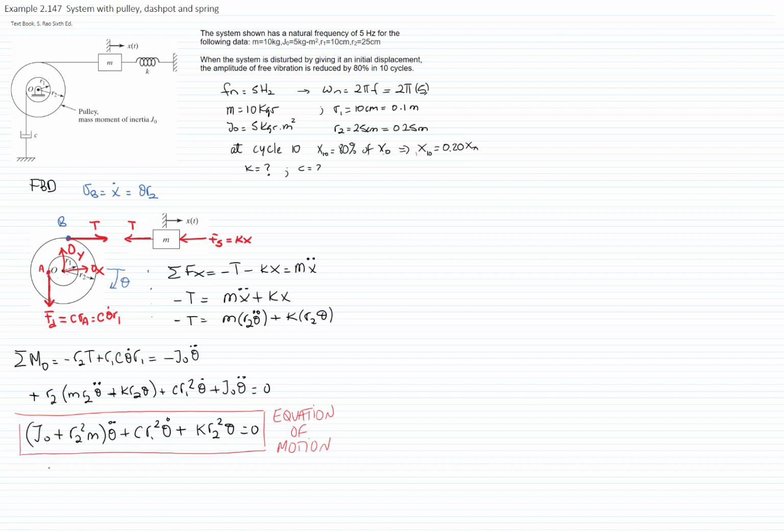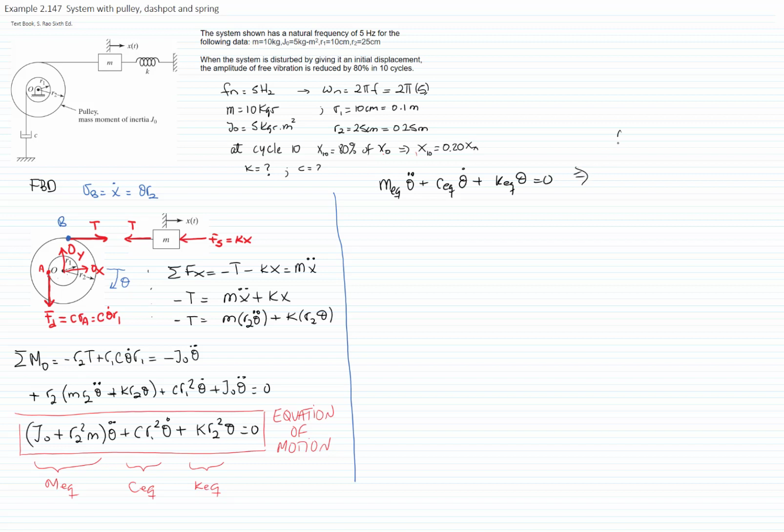To put it in the typical form we're used to seeing, I will call what multiplies the acceleration the equivalent mass. What multiplies the angular velocity, I will call the equivalent constant of the damper. And what multiplies the angular displacement, I will call the equivalent constant of the spring.